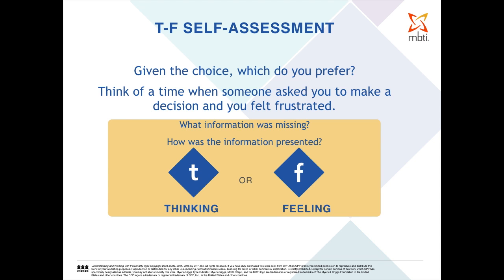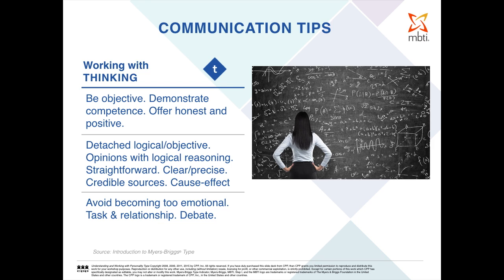All right, so now that you have gone through a self-assessment, let's look at how you would communicate if you're communicating to someone who's a thinking type. Well, if you're working with someone who prefers thinking as a way of operating, you want to make sure that you're very objective, you demonstrate competence when you're talking to them, you want to be honest and positive. You want to have a detached, logical, and objective analysis of the data. You want opinions with logical reasoning. You want to be straightforward. You want to be clear and precise. You want credible resources. You want to have a cause and effect. If we do this, then the effect will be that. You want to make sure to not become overly emotional about the topic. You want to focus both on task and the relationship.